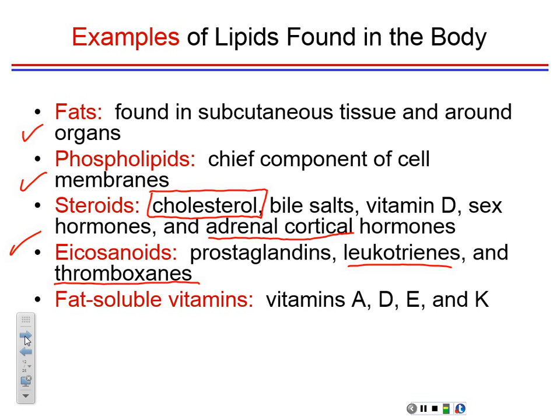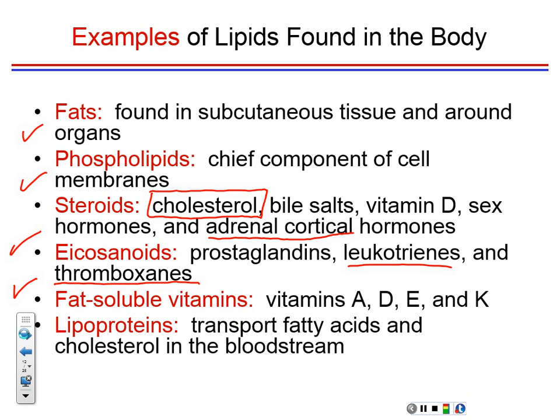All right? Fat-soluble vitamins, A, D, E, and K. ADEK, I always call it, so you can remember that. Also important in reactions and so forth. And then lipoproteins. Lipoproteins is a lipid plus a protein. And these transport fats in the blood. All right? Make sense? What kind of compound is a protein?